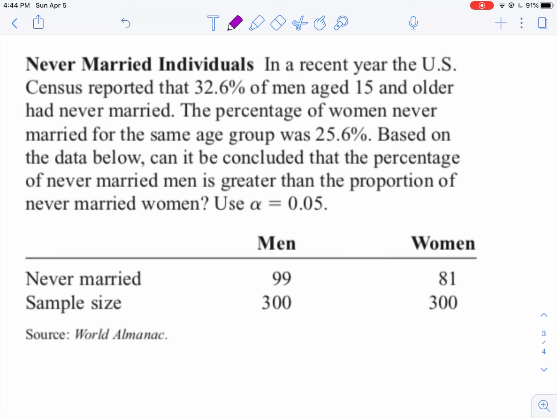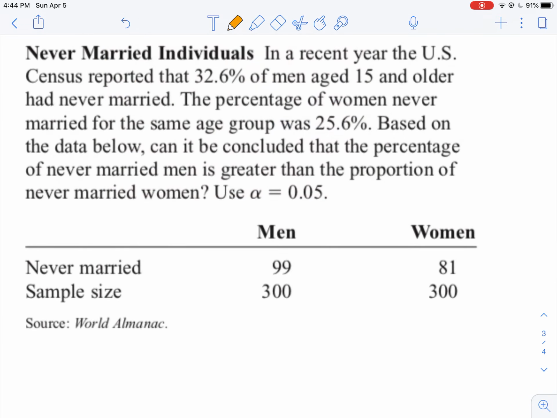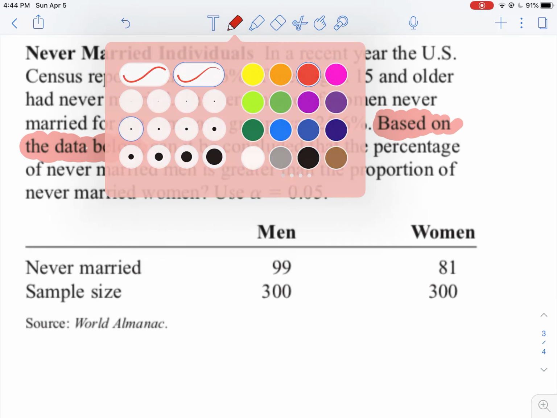Okay, interesting. Based on the data below, can it be concluded that the percentage of never married men is greater than the proportion of never married women? All right, so since we're doing this based on the information on the data below, let's try that again. There we go. That means all that stuff they gave us at the beginning, we don't need that.